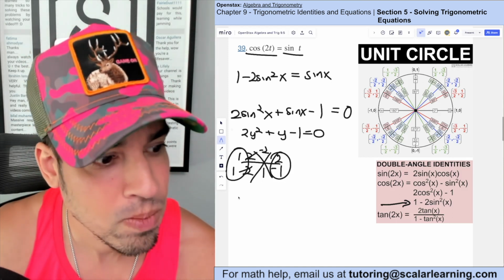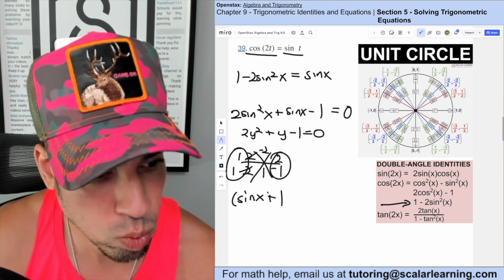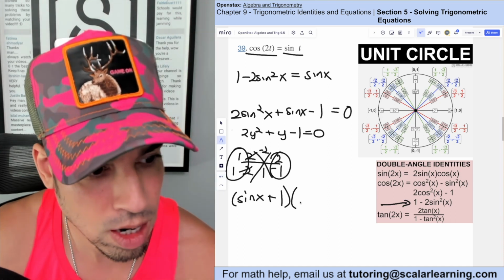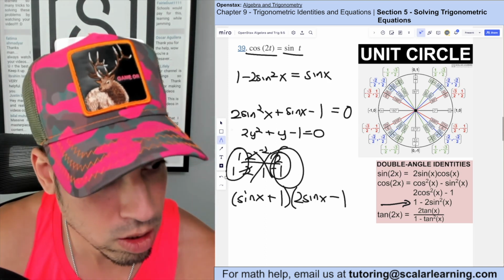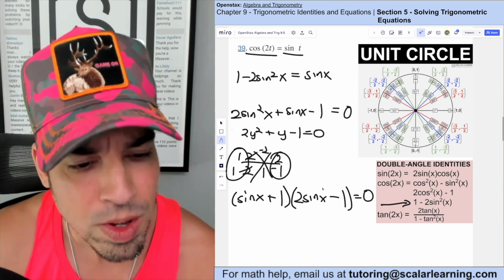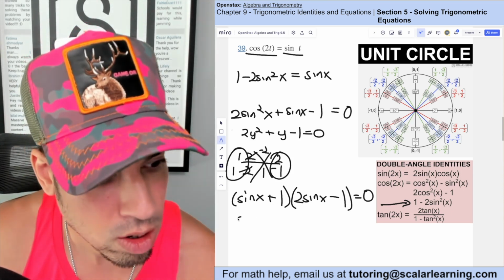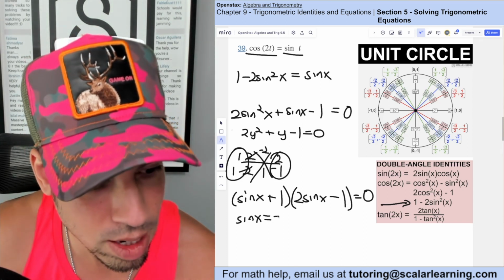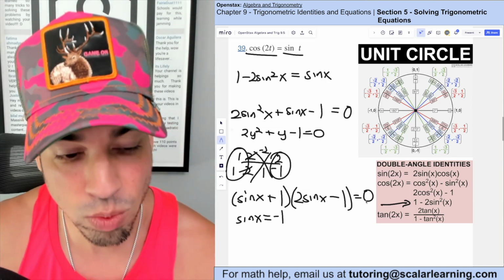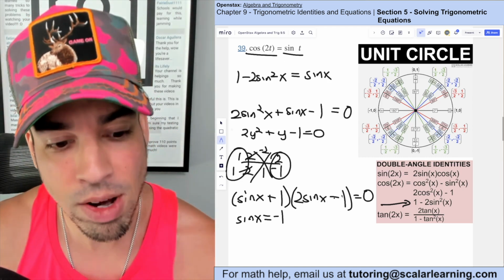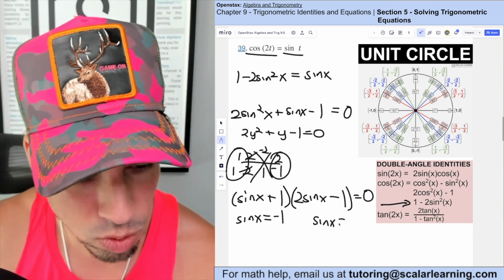So for the first one, it's going to be just 1 sine of x plus 1, that's this right here, right? Times 2 sine of x minus 1, that's this right here, okay, equals 0. Now I have two possibilities. I'm trying to figure out when sine of x plus 1 equals 0, aka when does sine of x equal -1, right? When is that going to zero out? And then for this one, when does 2 sine of x minus 1 equal 0, aka if I add 1 and divide by 2 to the other side, when does sine of x equal 1/2?